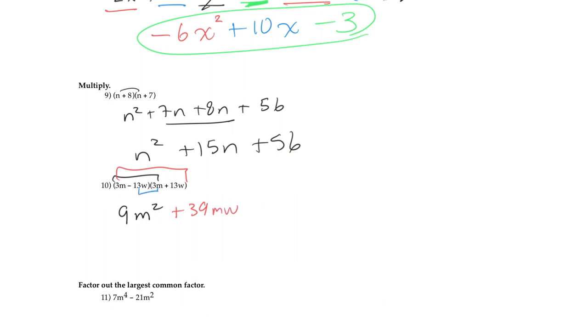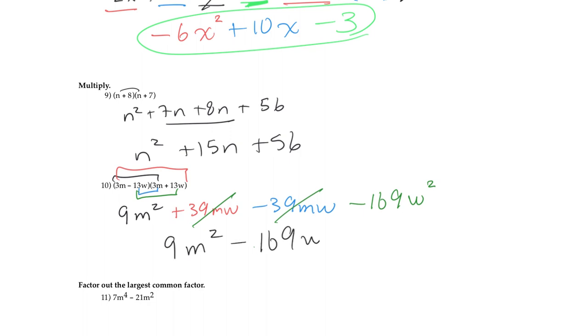And then this one would be a minus 39mw. And finally, this one would be a negative 169w squared. So these middle two terms cancel because one's plus and one's minus. So my answer in the end will be 9m squared minus 169w squared.